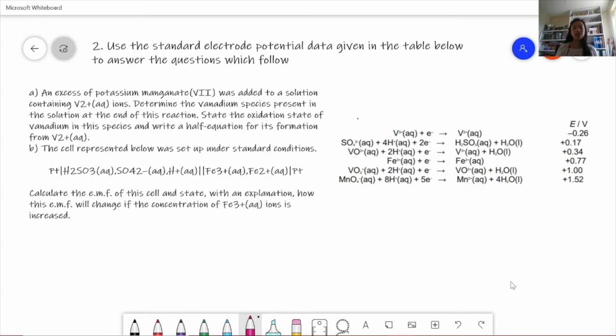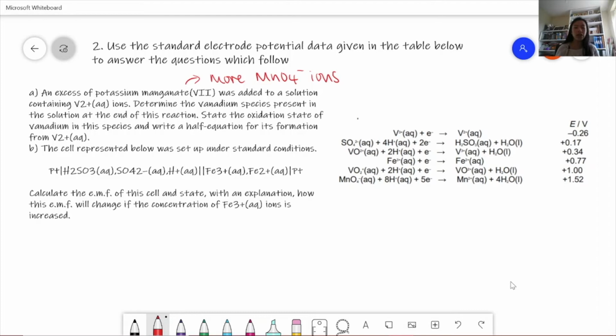Use the standard electrode potential data given in the table below to answer the questions which follow. For A, an excess of potassium manganate was added to a solution containing V2+ ions. Determine the vanadium species present in the solution at the end of this reaction, state the oxidation state of vanadium in this species, and write a half equation for its formation from V2+. Okay, so if we add more potassium manganate, that means we're adding more MnO4- ions.